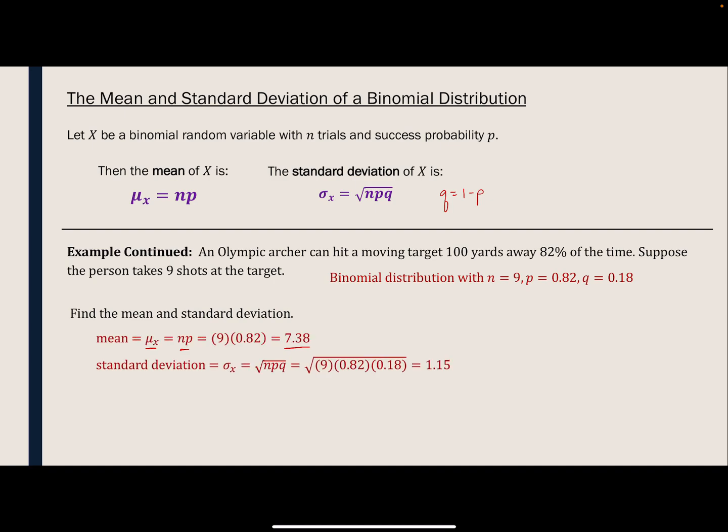The standard deviation is, again, the square root of the number of trials times the probability of success times the probability of failure. So we just take the square root of the multiplication and we get 1.15. Make sure that you have these formulas written down, because this is where we're not going to use our calculator to make these calculations. We're going to use the formulas. So here are the formulas up here.